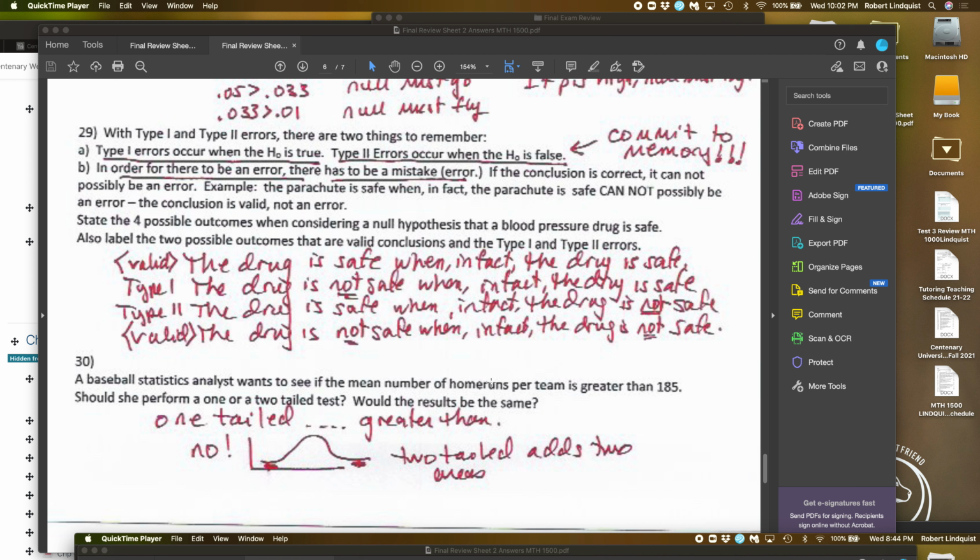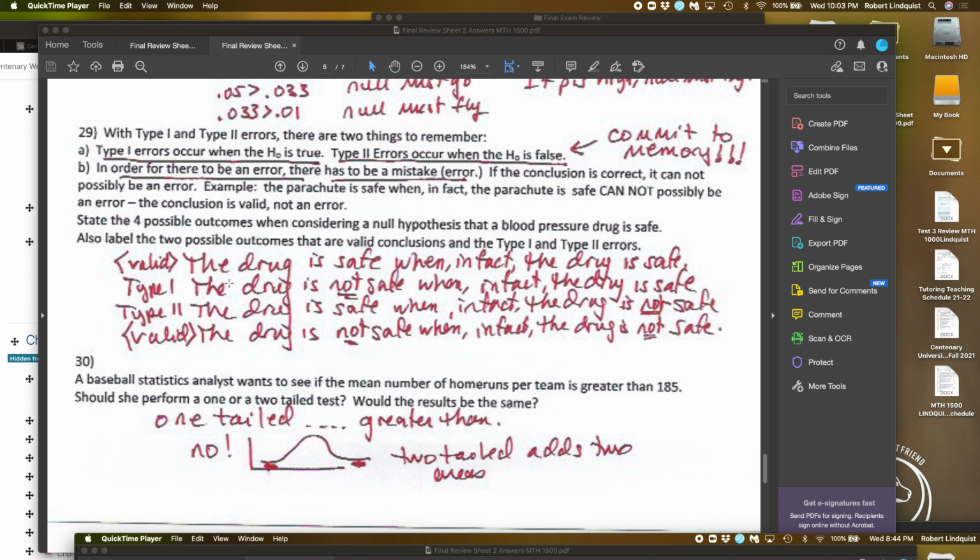State 4 possible outcomes when considering the null hypothesis that a blood pressure drug is safe. Don't pay attention to valid, type 1, type 2 yet. Let's just look at the statements. The drug is safe when in fact it is safe. The drug is not safe when in fact it is safe. The drug is safe when in fact it's not safe. And the drug is not safe when in fact it's not safe. So if we look at the first and the last ones, they're valid reasonings. The drug is safe when it's safe. The drug's not safe when it's not safe. So those can't possibly be errors. Those are examples of valid reasoning.